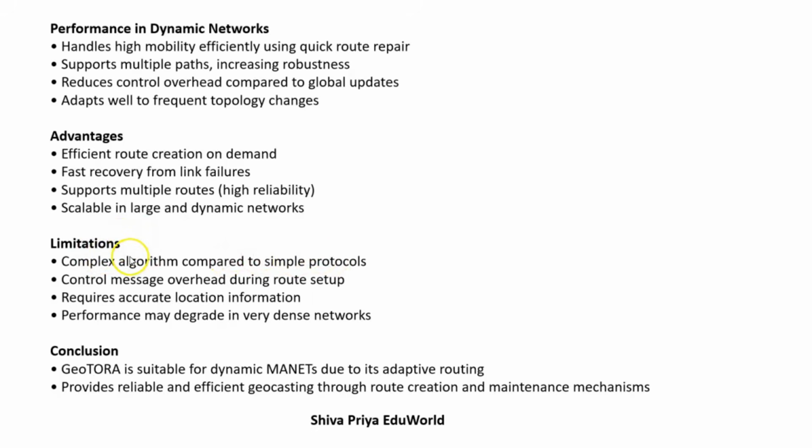And the limitations are a complex algorithm compared to simple protocols. This algorithm is very complex compared to the other protocols, and there is control message overhead during route setup. The message overhead is a drawback, and it requires accurate location information. If I don't have accurate location information, I cannot send the packets to that particular region. That is the limitation. And the performance may also degrade in very dense networks. These are all the limitations.